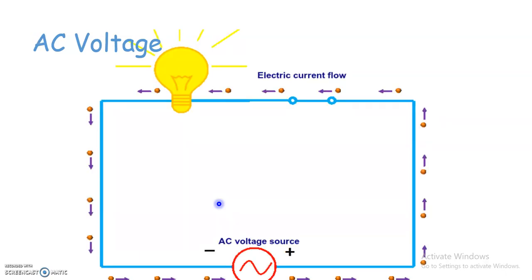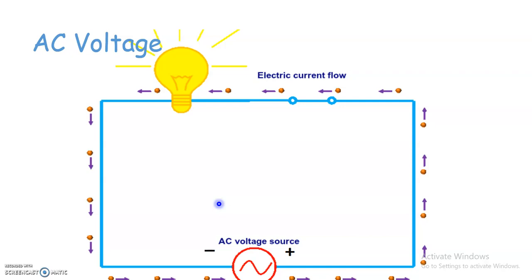Let's now speak about AC voltage. AC is the abbreviation of alternating current. In language, what is the meaning of alternating, alternative? Alternative or alternating means change. So AC describes the flow of electrons, or flow of current, that changes periodically in the circuit.